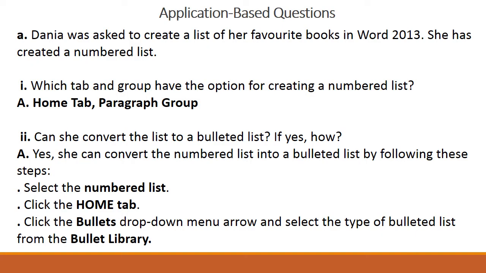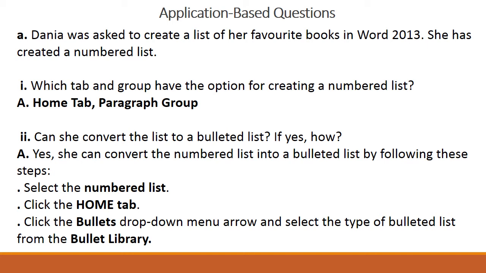Application based questions. Part A. Danya was asked to create a list of her favorite books in Word 2013. She has created a numbered list. Actually guys, we have to give the answer of different questions according to this statement. And the first part is, which tab and group have the option for creating a numbered list? We have to write the tab name and the group name, and the answer is Home tab and Paragraph group.